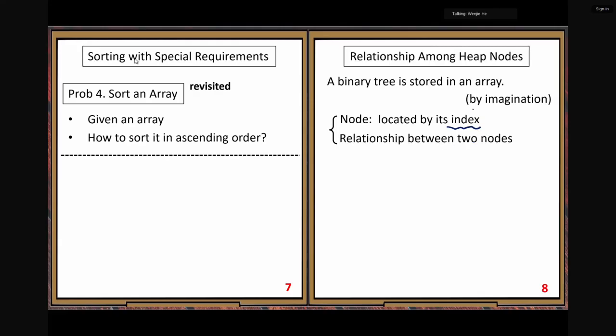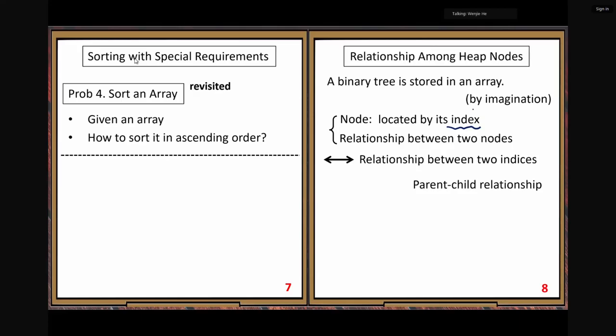So then, when we study the relationship between two nodes, can we study the relationship between two indices? Two nodes, they have their corresponding indices. How about we just study the relationship of those two corresponding indices? That's simple, right? All right. Now let's study the relationship between two indices.